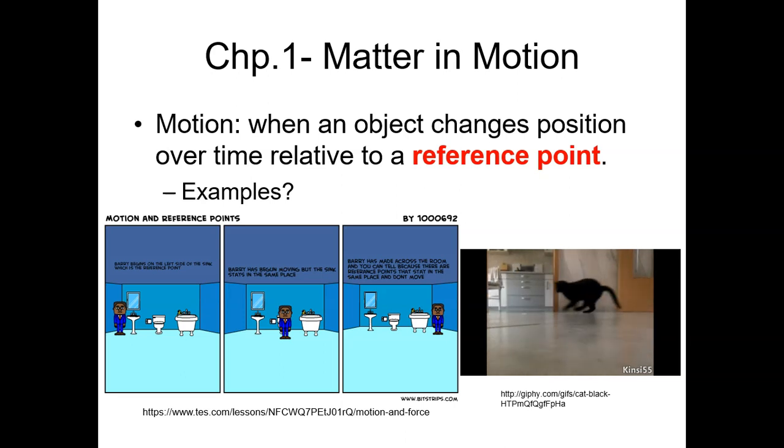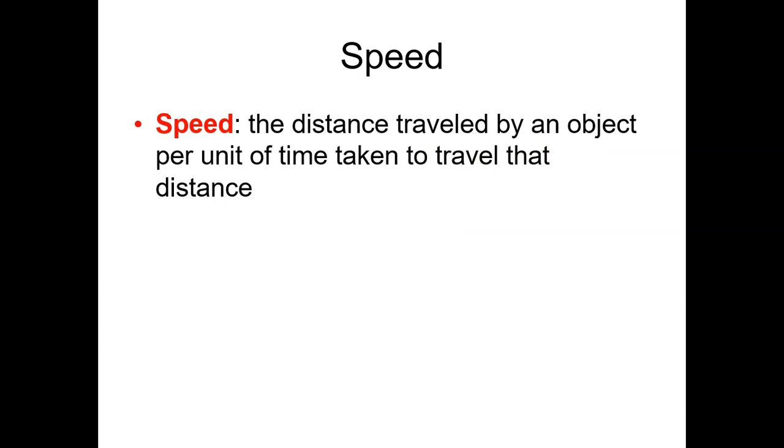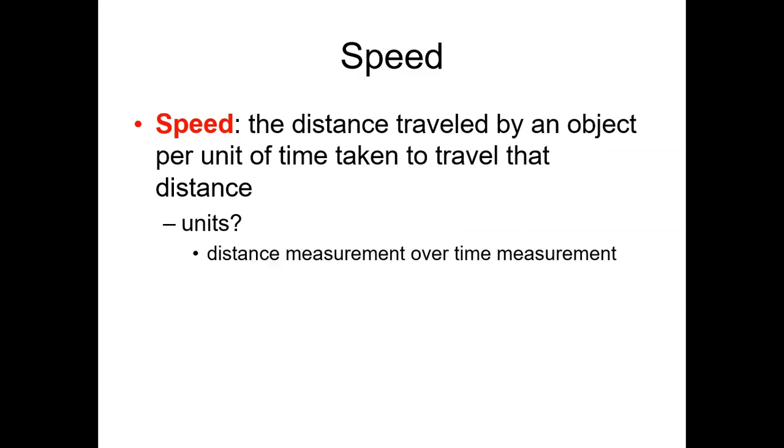Now we're going to get on to our main lesson, which is speed and velocity. And you might be thinking, I know what speed is also. It's how fast something's going. Yeah, exactly. Okay, speed is how fast something's going. We get our official definition here: speed is the distance traveled by an object per unit of time taken to travel that distance. So yes, it's how fast something is going.